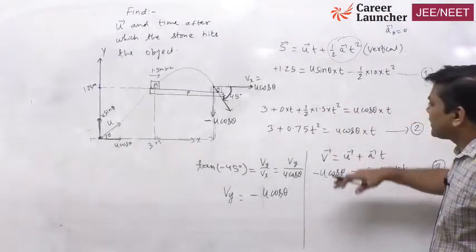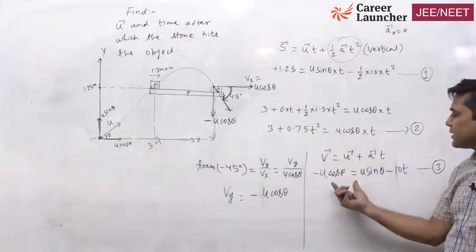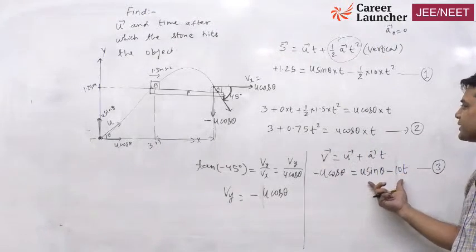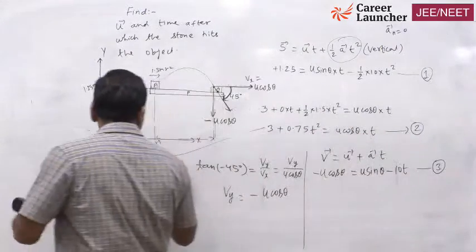Any equation you can use, but make sure that if you want to get the time, you have to get rid of this u cos theta, and the u cos theta value is given over here. You can substitute it over here. So I'm going to do that. So this is the step.